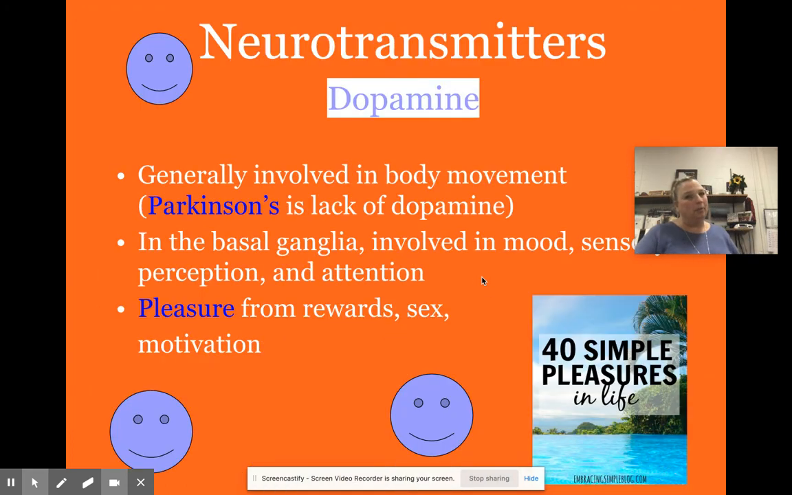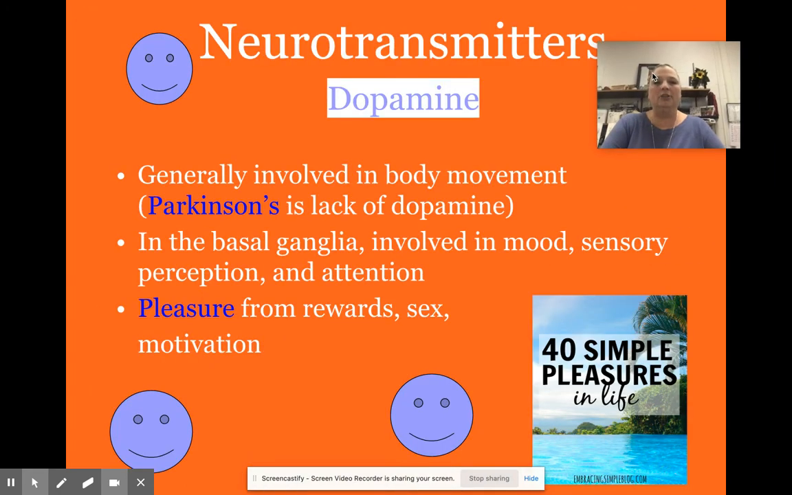Our next one is dopamine. Okay? Dopamine is generally involved in body movement. In fact, if you know somebody that has Parkinson's, it's basically a lack of dopamine in their system. What kind of symptoms do you see with someone who has Parkinson's?